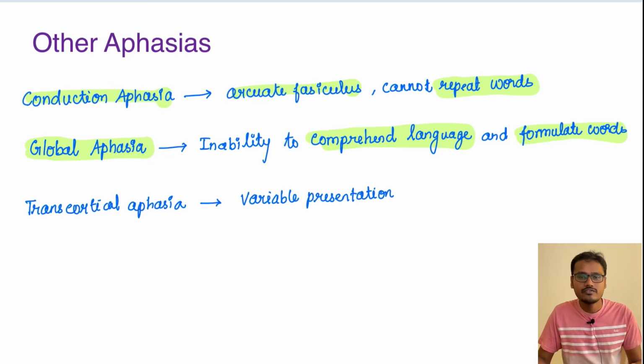Then there is a kind of aphasia called transcortical aphasias. What happens here is that, depending upon the damage that is done, there will be a variable kind of presentation. So these are the few other forms of aphasias, but the most important ones are Wernicke's as well as Broca's aphasia. I hope it's clear.